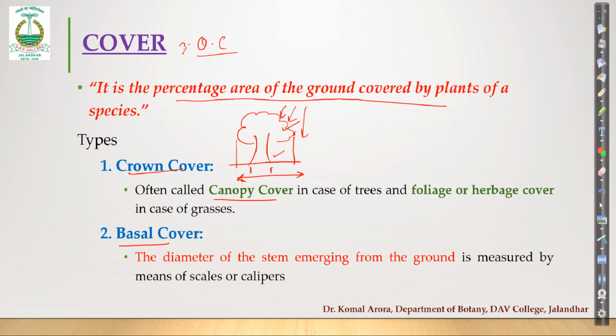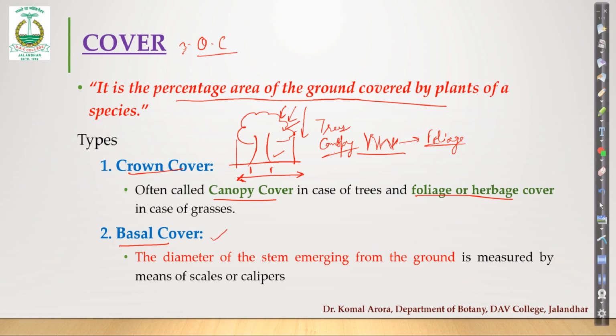Now the word canopy we use for trees. So if you are talking about trees, because trees form canopy, the crown cover is called canopy cover. Whereas if we are talking about grasses, let's suppose you have herbaceous plants, grasses, in those cases this is called the foliage or herbage cover. So there, for crown cover, we use the term foliage or herbage cover. Otherwise, you can simply use the term crown cover. Okay. Now second is basal cover.